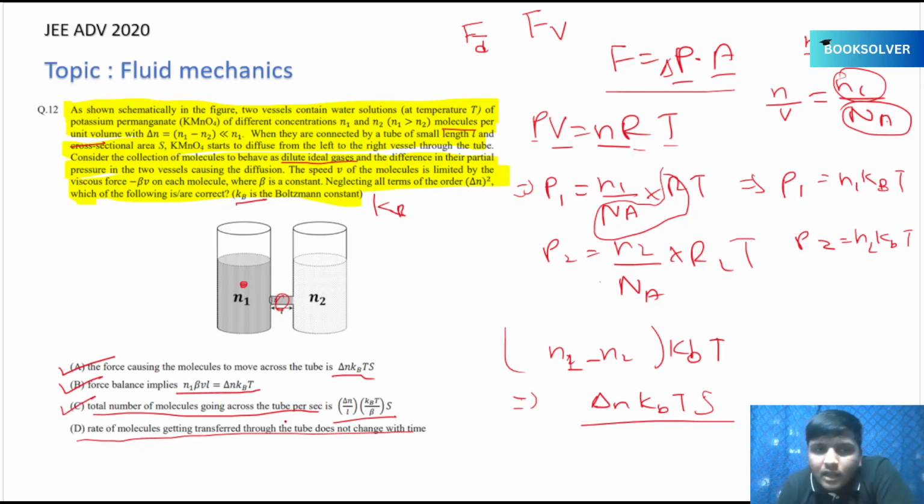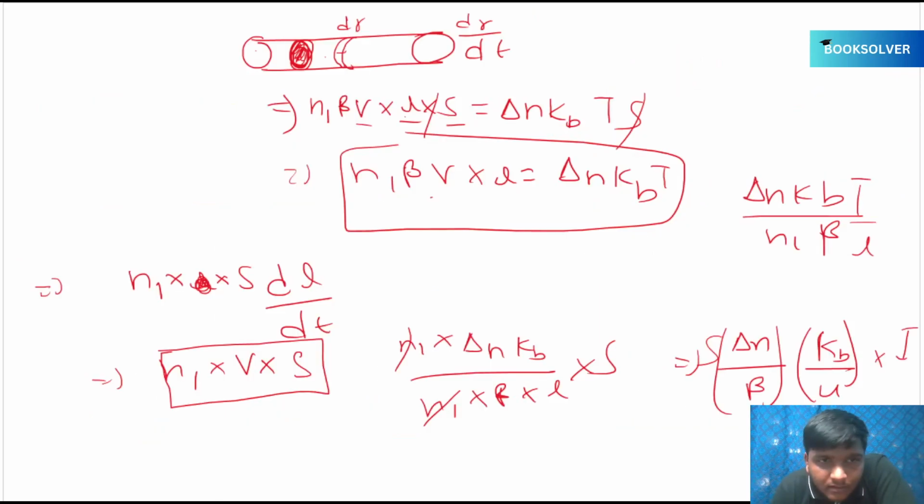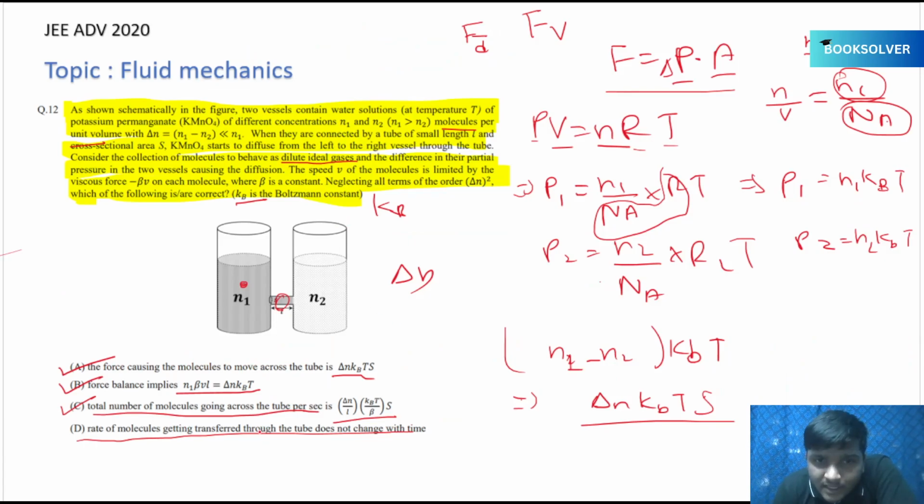Now for D, it is completely dependent on delta n here. We can clearly see the rate of transfer of molecules is dependent on delta n. After some time the concentration will change. Obviously, delta n will keep decreasing because the molecules are transferring. As it decreases, the rate is time dependent, because with time it will not remain the same. Hence, we can mark D as incorrect, and we get options A, B, and C as our correct options.